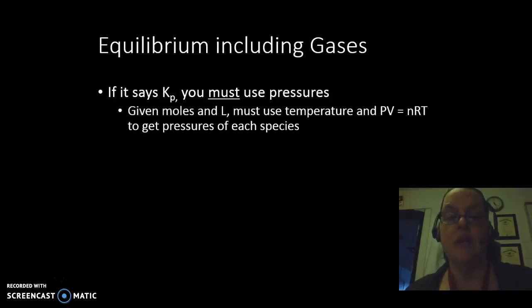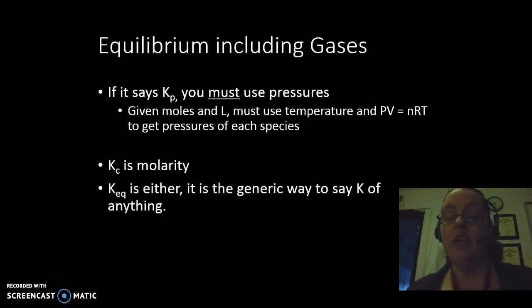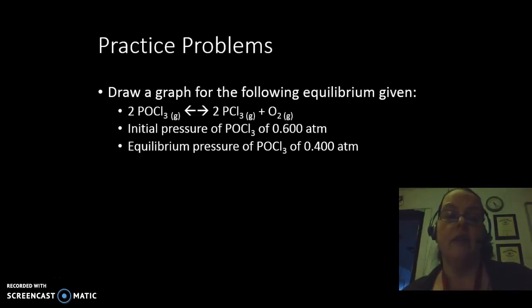So all of those things are possible. So if it says Kp, you must use pressures. Given moles and liters, this is again what I was saying. You must use temperature and PV equals nRT to get the pressure of each species. So Kc is molarity. Keq is either. Keq is a generic way of saying K, and so if you saw Keq, you would use whatever you were given. If you were given pressures, you'd find the Kp. If you were given molarities, you find the Kc. So all of that is included there.